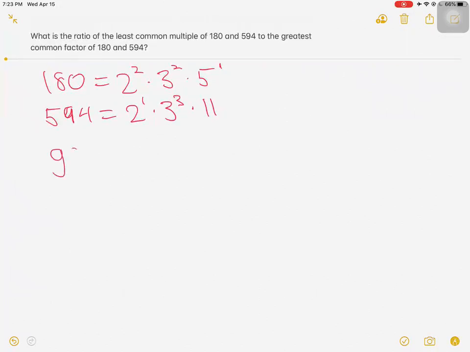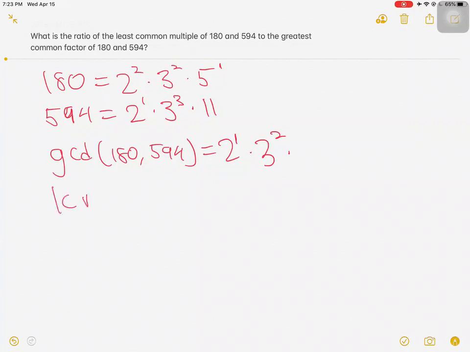So for the GCD of 180 and 594, we look at the smaller exponent. So 2 to the power 2 and 2 to the power 1, the smaller one is 2 to the power of 1. For the 3's, the smaller one is 3 to the power of 2. And for the 5's and 11's, they're both to the power of 0, so we don't have to write them.